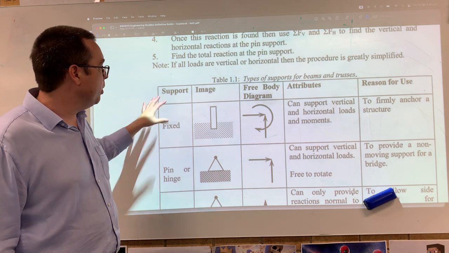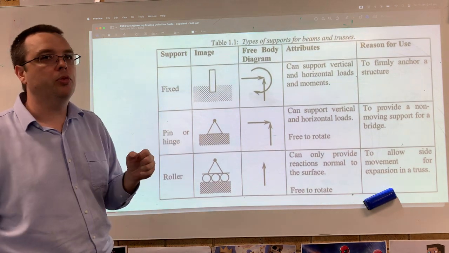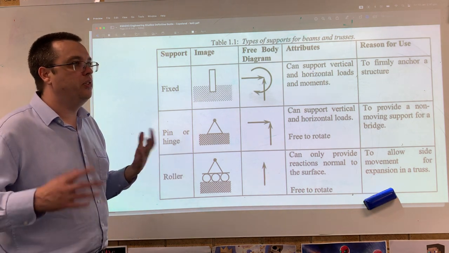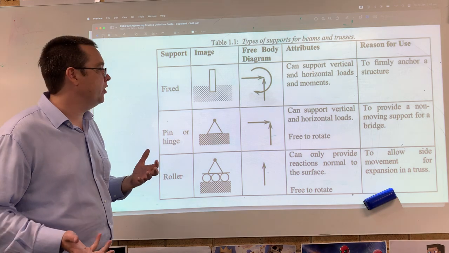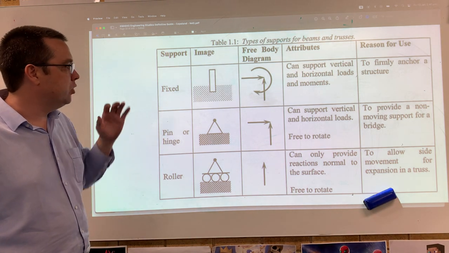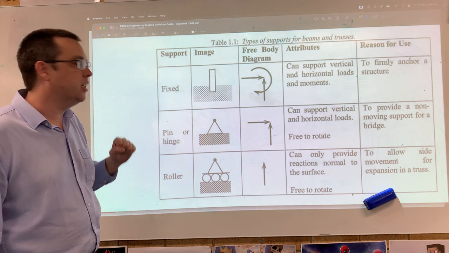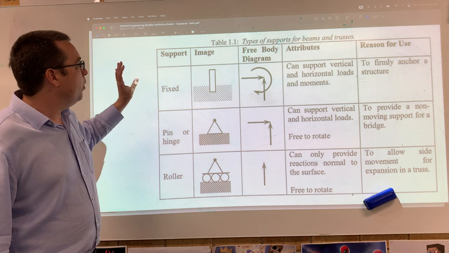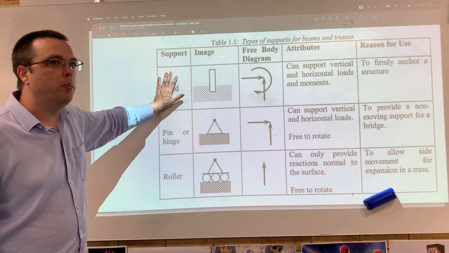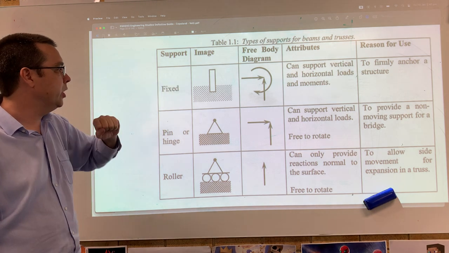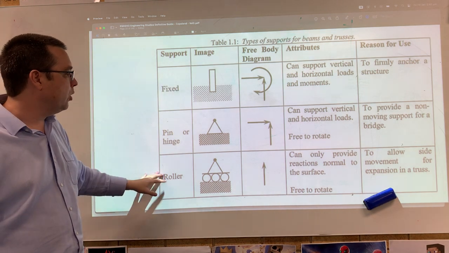Now, there are three different kinds of reactions. Like I said before, nothing is truly a pin or fixed, right? In fact, it instead has a fixity value, a fixity coefficient between 0 and 1. But for the sake of us, we're going to use this terminology. This is what we use for the HSC, and this is totally fine for first year uni. We have pin, a fixed. Fixed will not matter at all for trusses. It's only for bending that we worry about fixed. We can ignore that. We have pin or hinge, and we have rollers.